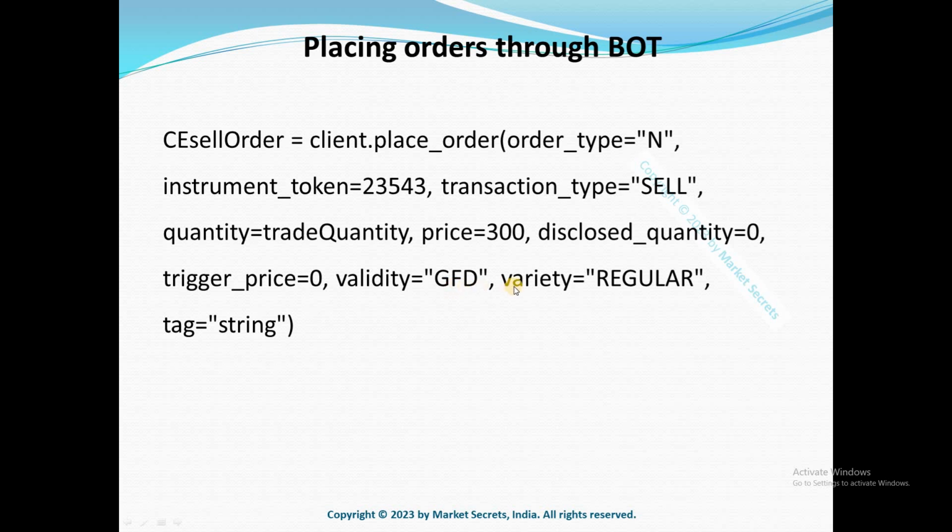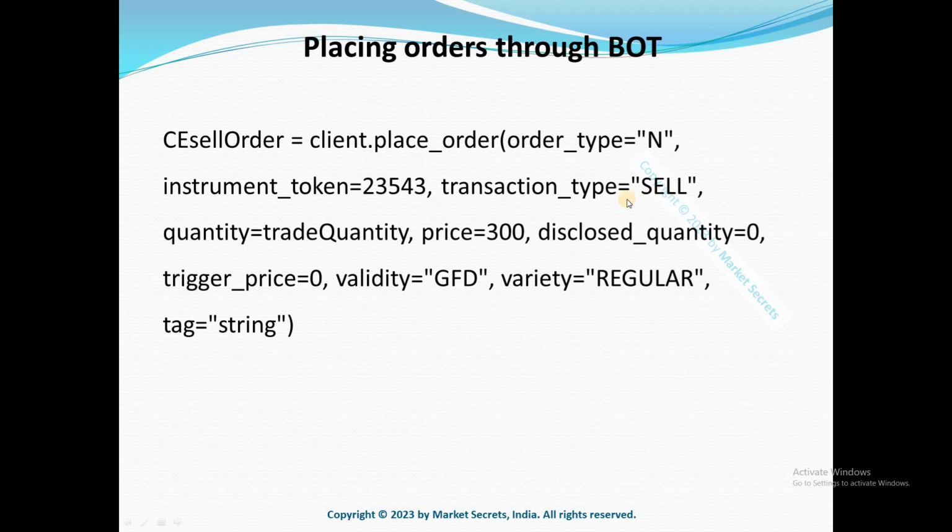And lastly, variety and the tag. So variety is equal to regular and tag is equal to string, and these can be used as such, as we won't be playing around with these values. So once you call this API, I mean once this part of the script gets executed, your order will be placed in your trading account automatically based on the parameters that you have passed.